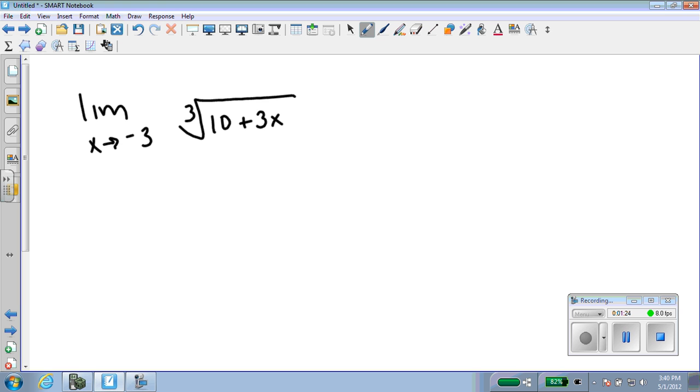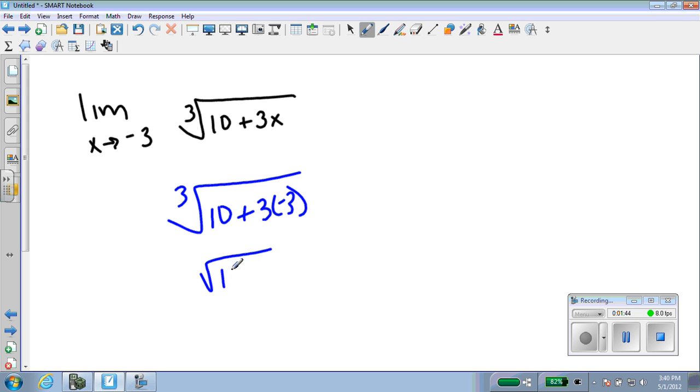Here's a cube root function, and the cube root is also continuous everywhere. So we are going to be able to do direct substitution. So the cube root of 10 plus 3 times -3. So the cube root of 10 minus 9, which would be the cube root of 1, which is 1. So the limit is 1.